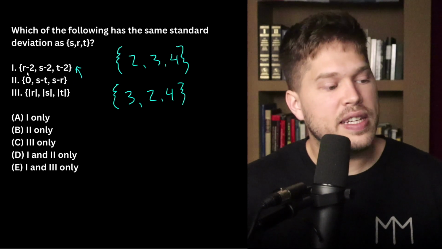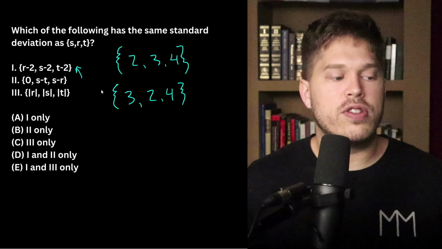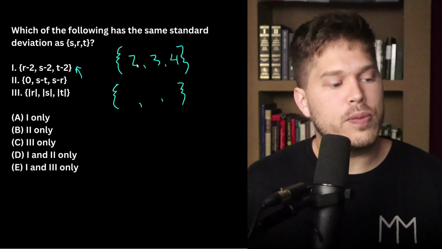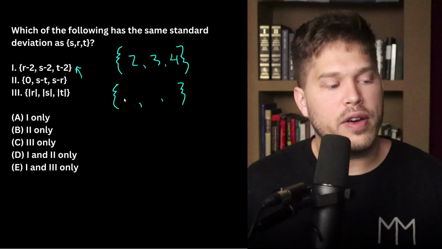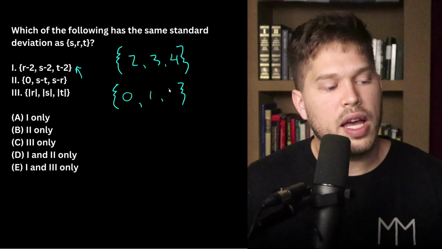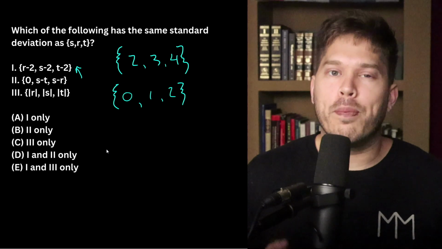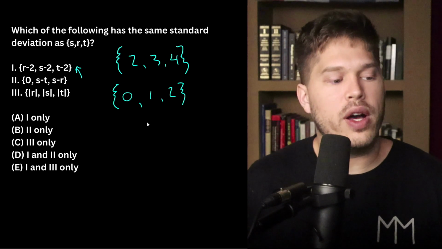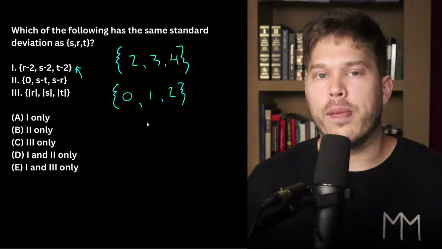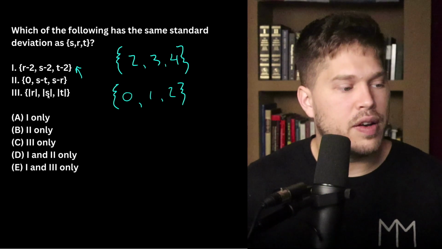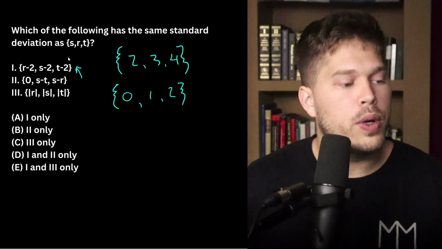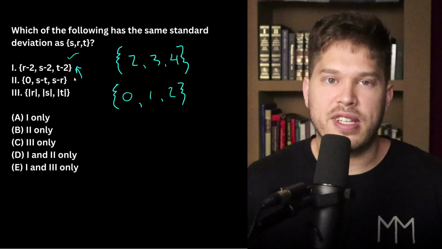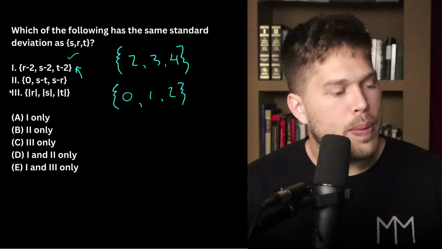So with that, we can see that R, S, and T are all just being subtracted by 2. And we've talked about this. If we subtracted 2 from each of our values, we'd have 0, 1, and 2. And while our mean did change, our mean changed from 3 to 1, the spread from our mean remained constant. Therefore, option 1 would have the same standard deviation as our original set. Okay? What about option 2?